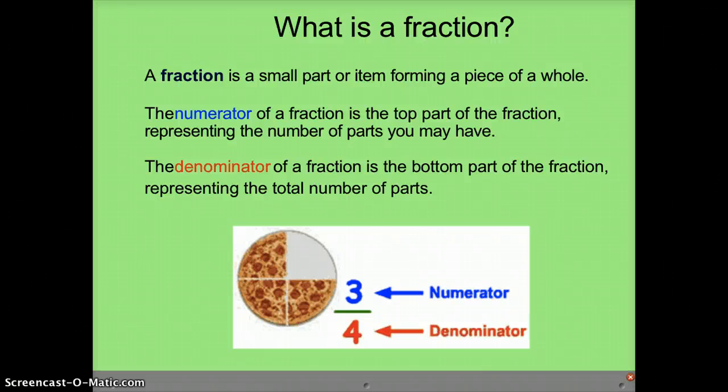All right, we're going to start to take a look at some fractions and a couple of basic things about them, and also a few different ways that we can represent fractions.